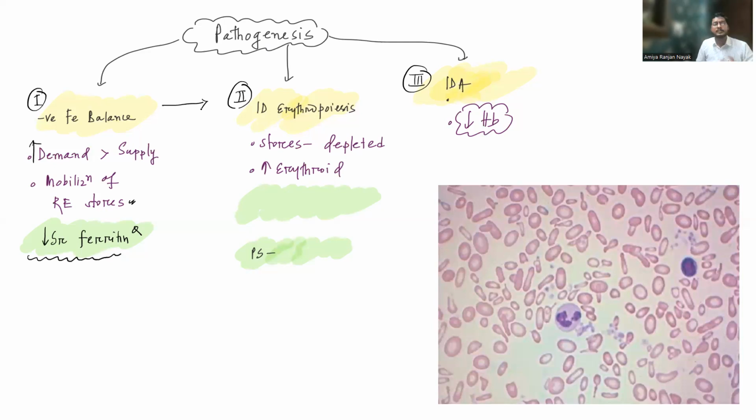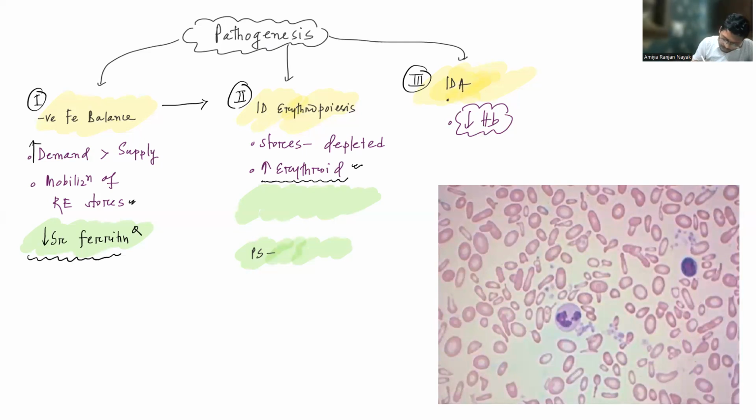Okay, so once the storage sites are depleted, it will slightly affect the process of erythropoiesis. That is known as iron deficient erythropoiesis. However, as a compensatory mechanism, at least at the initial stage, there will be increased erythropoiesis. So in the bone marrow, you are going to get increased erythroid precursors. That is because of a compensatory response to defective, or iron deficient, erythropoiesis.